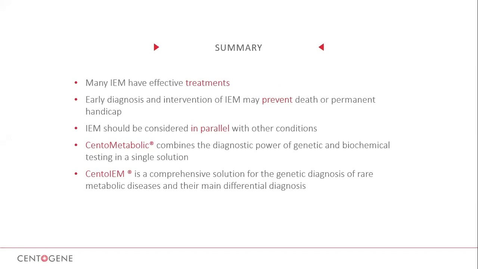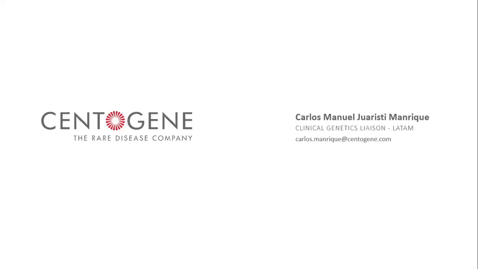And as a summary, remember that many inherited metabolic disorders do have effective treatment, and that's why we cannot miss them in the diagnosis. The earlier we implement diagnosis and an adequate treatment, the better chance we have to prevent handicap or even death. And we should suspect these disorders in parallel with other conditions in critically ill children. And finally, CentoMetabolic does combine genetic and biochemical testing, and CentoIEM includes a broader approach for metabolic diseases and also for their main differential diagnosis. So that will be it.